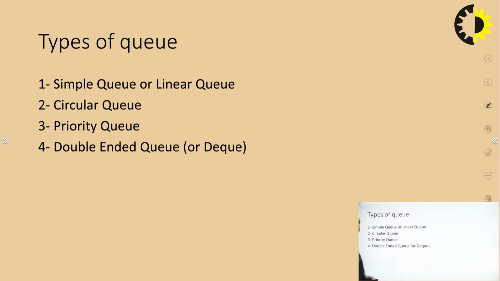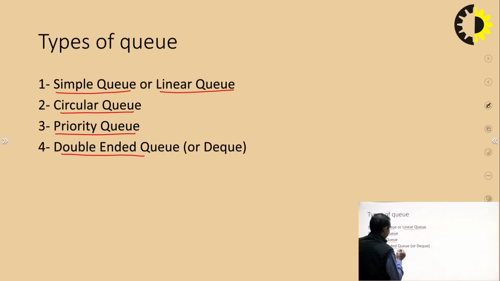Now we have to look at the various types of the queue. First one is known as a simple queue, or we can say the linear queue. Second one is the circular queue. Third one is the priority queue, and next one is the double-ended queue, the DQ.